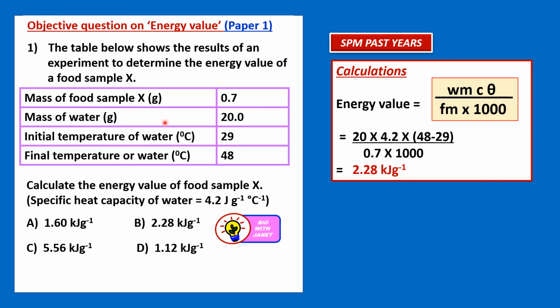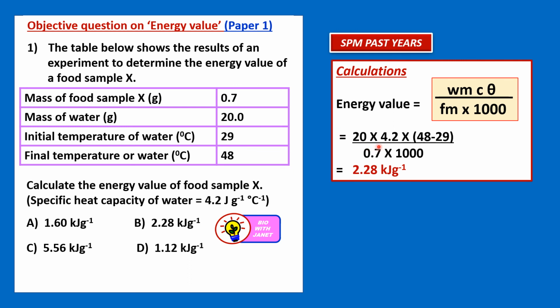Now in case they don't give the mass of water but they state the volume of water, let's say it's 20 ml, the mass of water will still have the same number or value as the volume. Okay, so 20 ml of water has the mass of 20 grams, right?